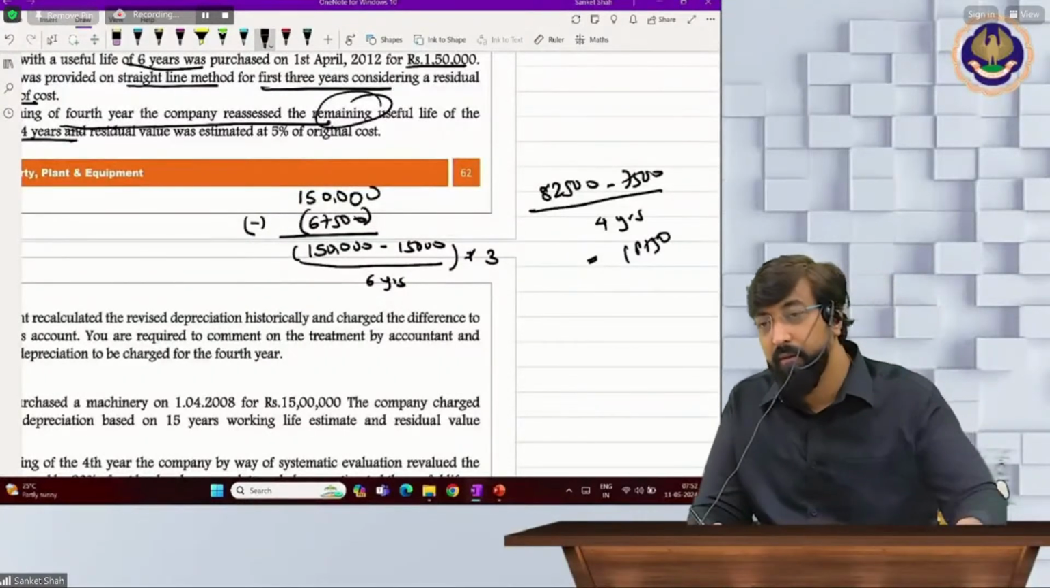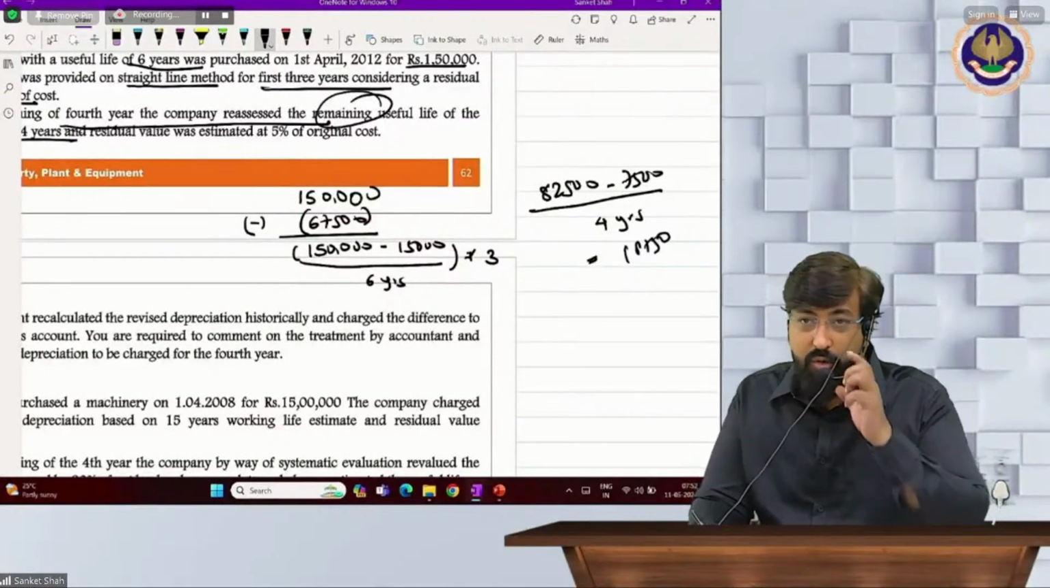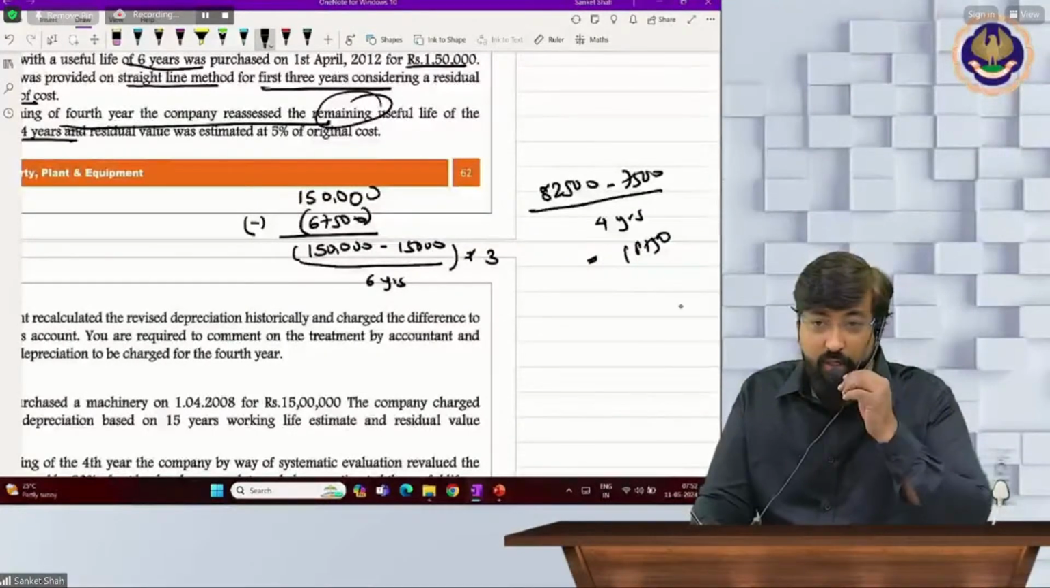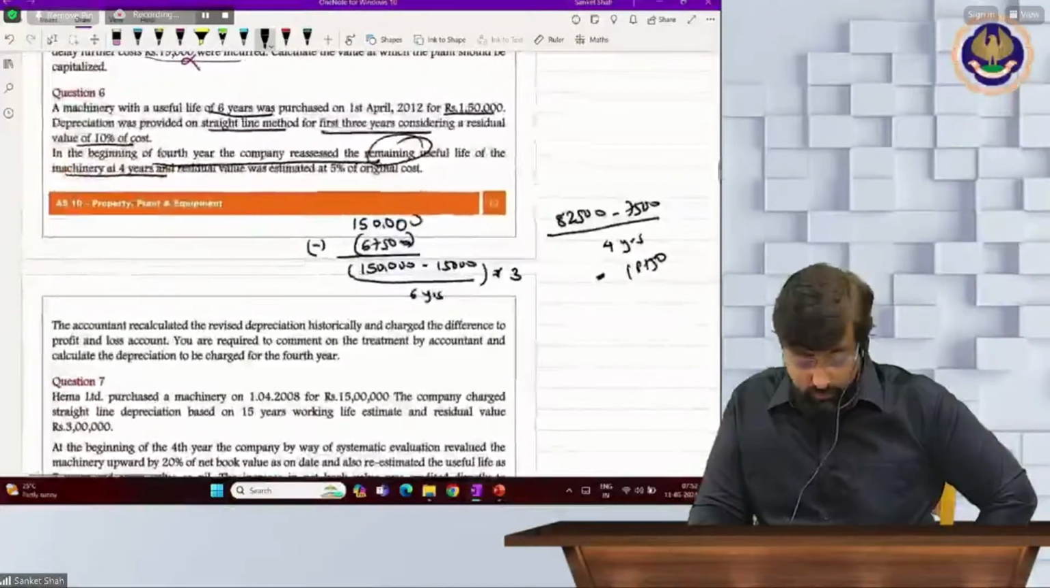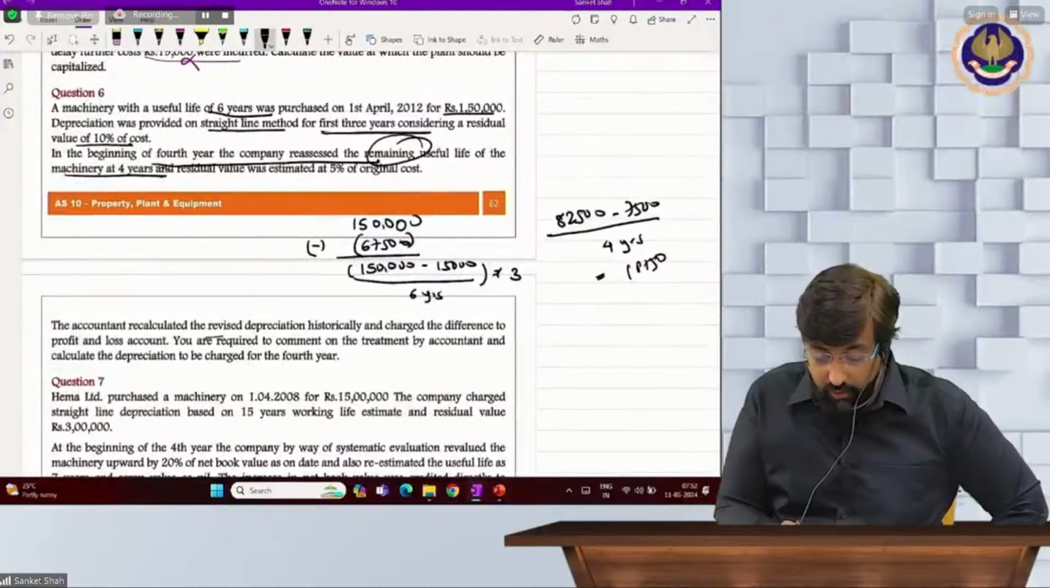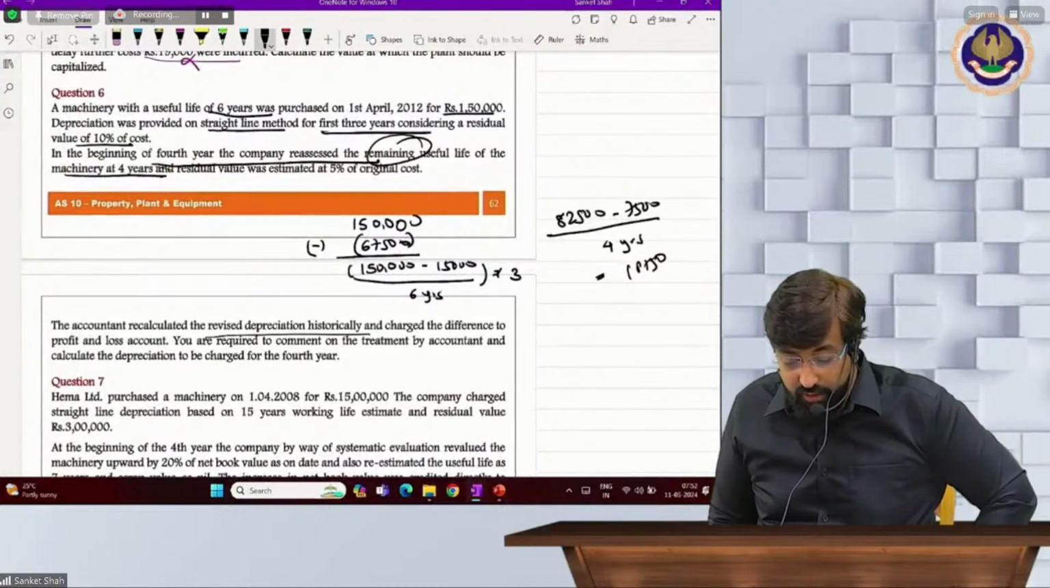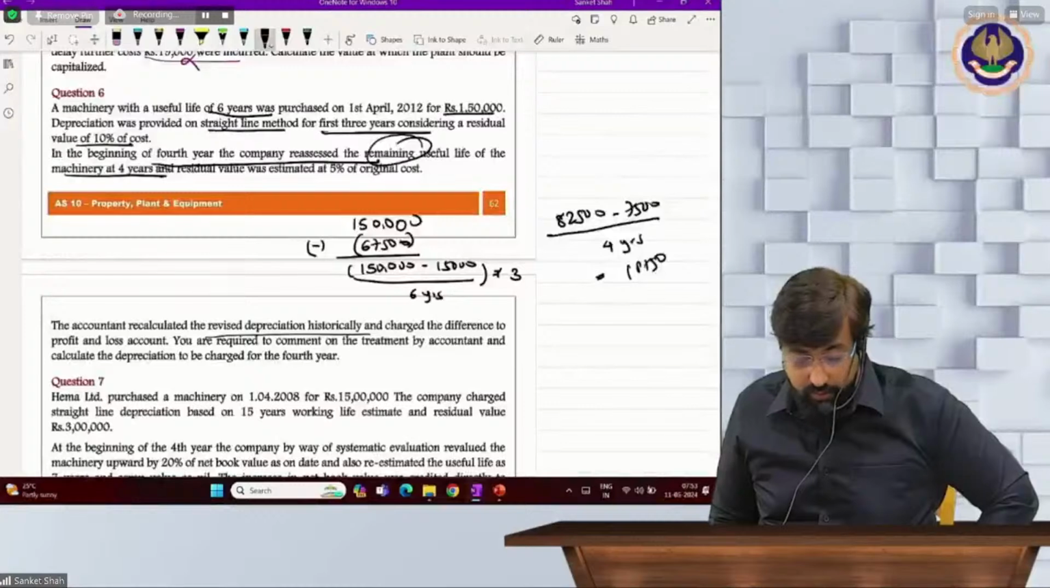18,750. It is simple. I don't think it requires great knowledge. The accountant recalculated the revised depreciation historically and charged the difference to P&L. You are required to comment whether the accountant has charged the depreciation correctly and calculate the depreciation amount.